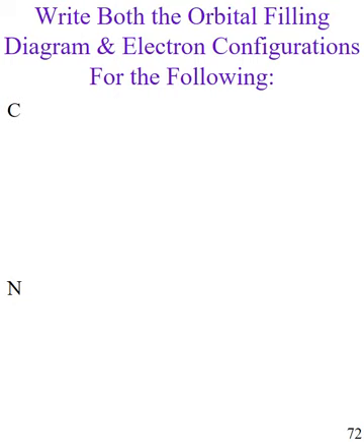Here we have a problem, and it says write both the orbital filling diagram and electron configurations for the following. Let's do carbon together, and then you can do nitrogen on your own. So for carbon, we need to do the orbital filling diagram first. Oh, before I do that, I should first figure out how many electrons carbon has. It has a total of 6 electrons.